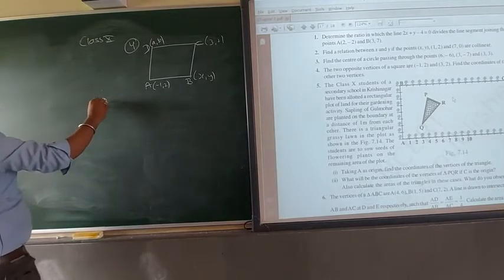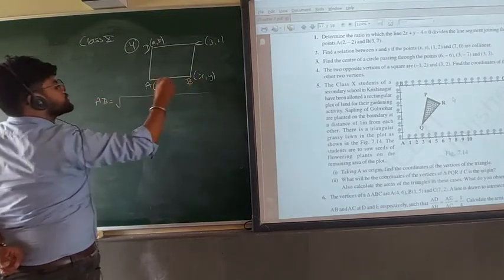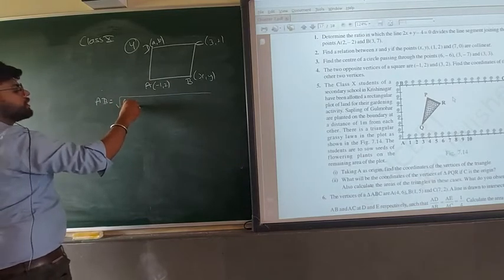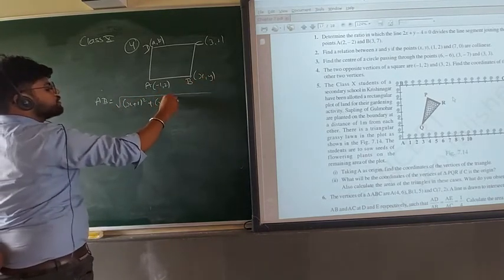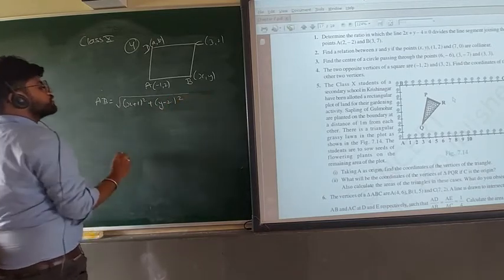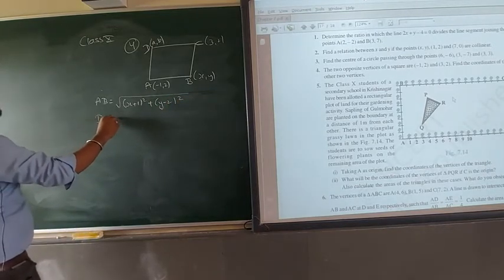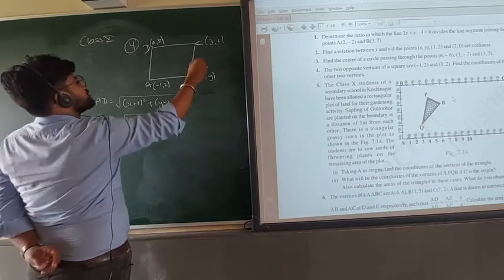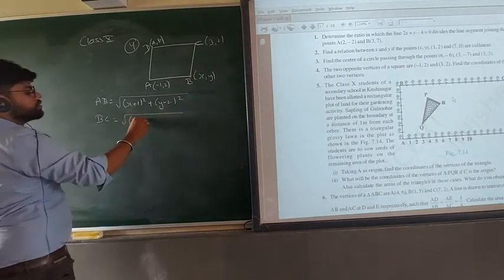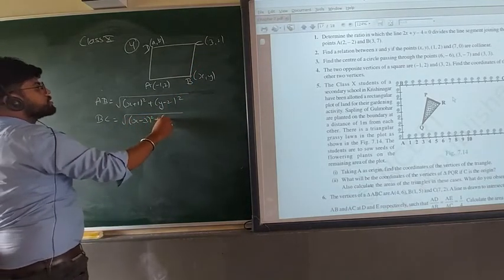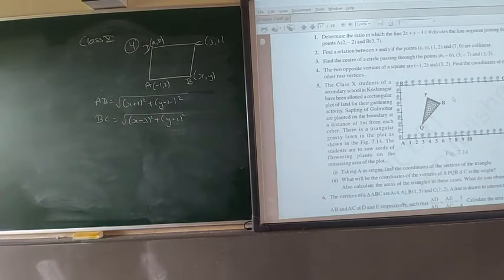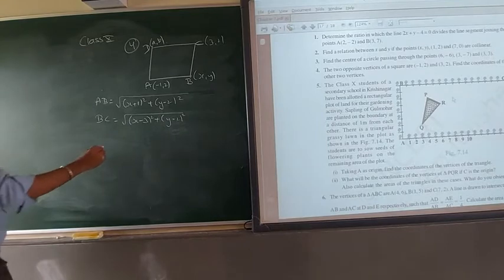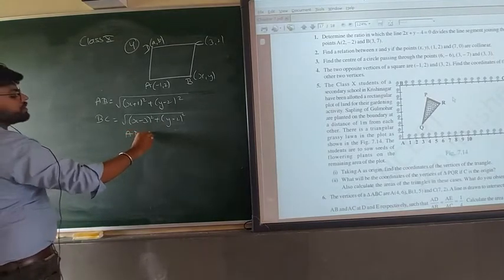So what is AB? By the distance formula, (x plus 1) square plus (y minus 2) square. Similarly find BC also: (x minus 3) square plus (y minus 2) square. And in the square, I think we all know the sides of the square will be equal. We can make AB equals to BC.